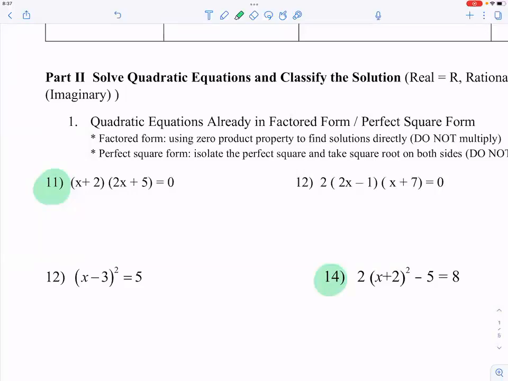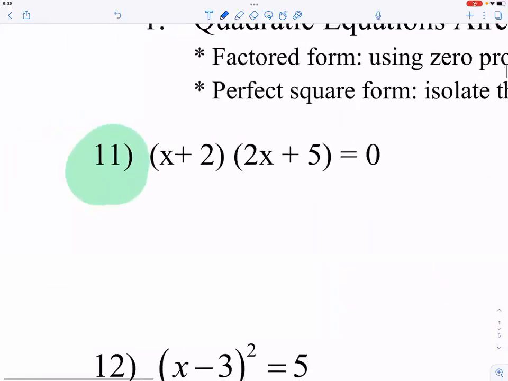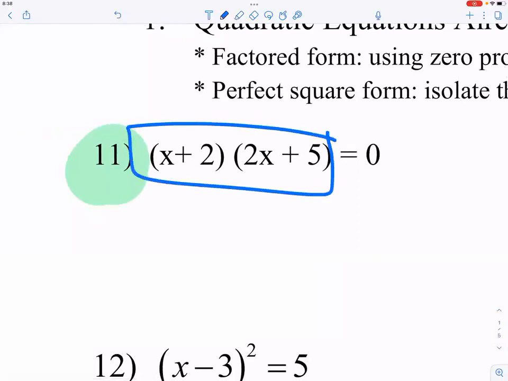For number 11. Now, when we say we try to solve, remember the meaning of solving? Solve, solution: to find the value that makes a statement true. So what we want is to find a value of x that could make it equal to 0. We want to make it true.